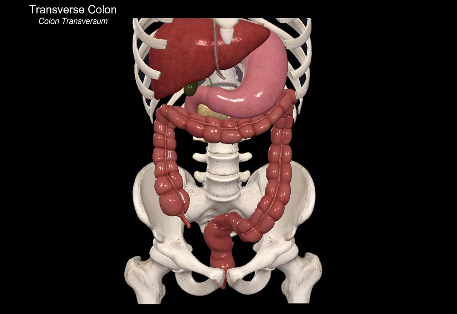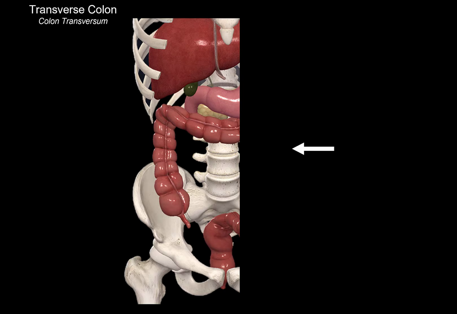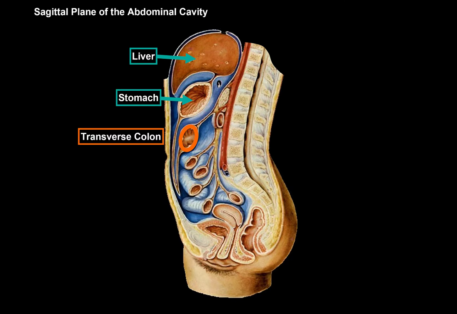And it's important to mention it here because it differs from the rest of the large intestine. So let's make a vertical cut and look at a sagittal view of the abdominal cavity. You will see this, right? So the transverse colon is right here. And just for orientation's sake, you will find the stomach and the liver up here and the small intestine down here. Now the transverse colon is fixated.